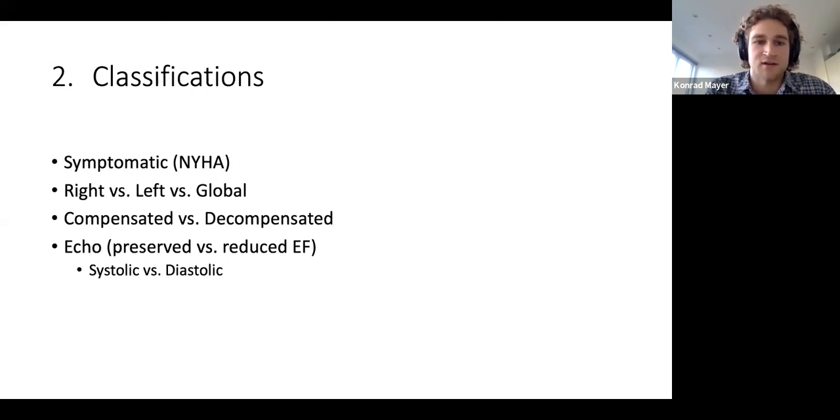There are many ways to classify heart failure. The first way to classify heart failure is symptomatic, and a very common tool here is the New York Heart Association classification, generally called NYHA. Then we classify heart failure into right, left, and global heart failure, compensated versus decompensated. And then a more scientific approach with the echo looks at the ejection fraction of the left ventricle, and they differentiate between preserved and reduced ejection fraction. And this can be understood as systolic versus diastolic heart failure. And I'll get into each of these points now.